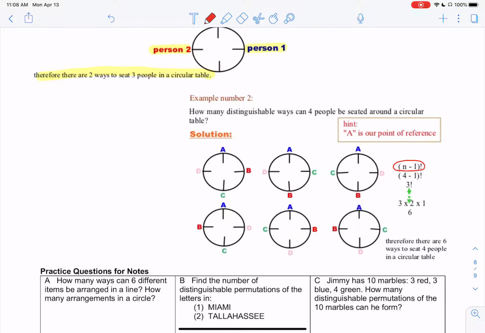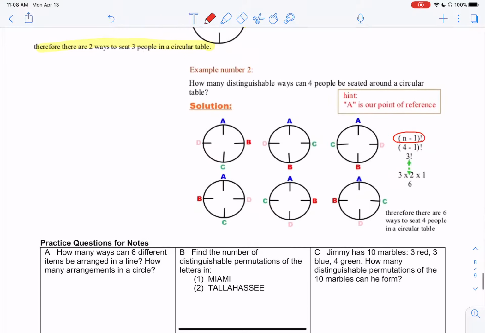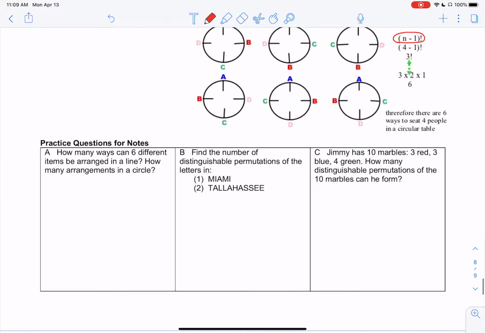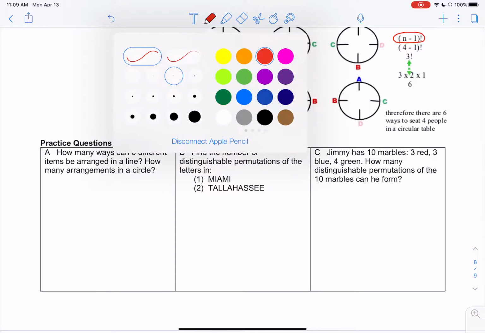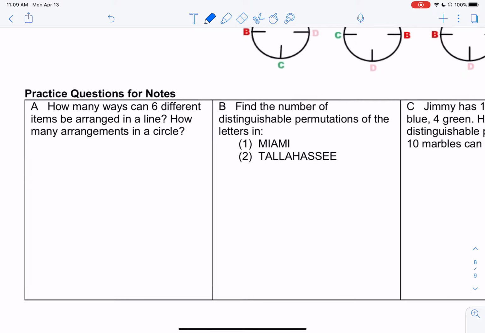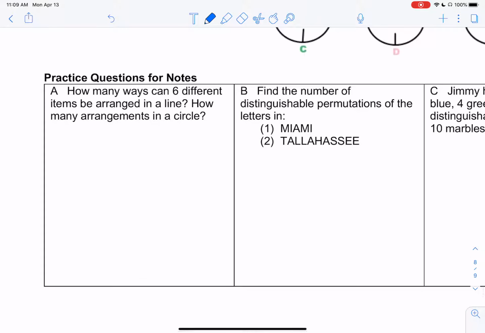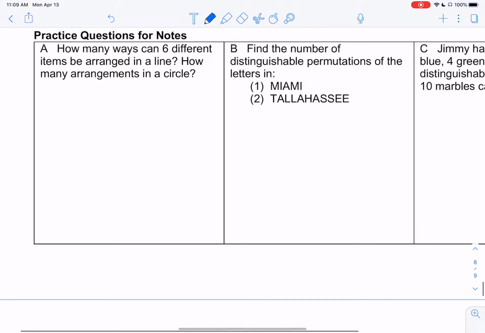All right, and then you're going to notice that distinguishable permutations that we come up to in question B are ones that we have tried together in class before. So let's look at question A for a moment. How many ways can 6 different items be rearranged in a line? How many arrangements in a circle? So the first question is for a line.